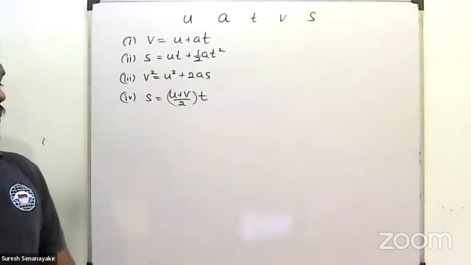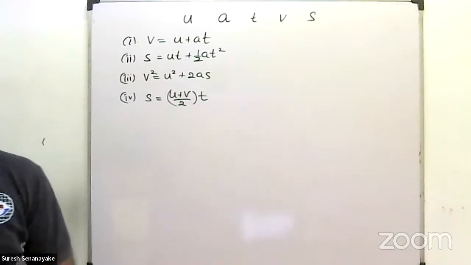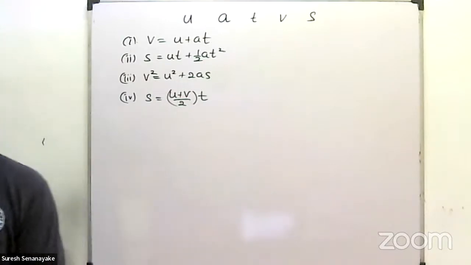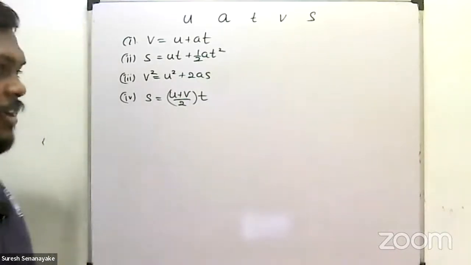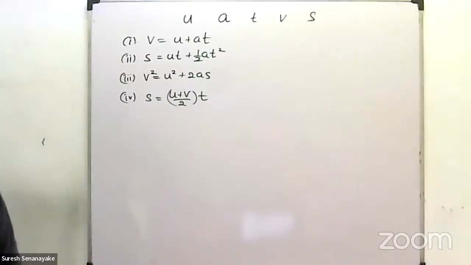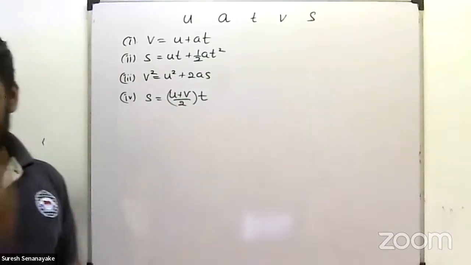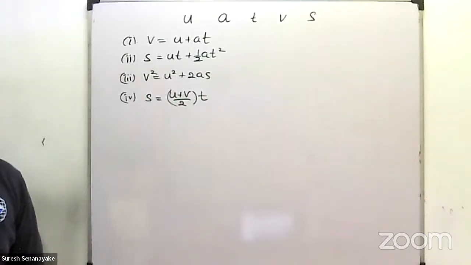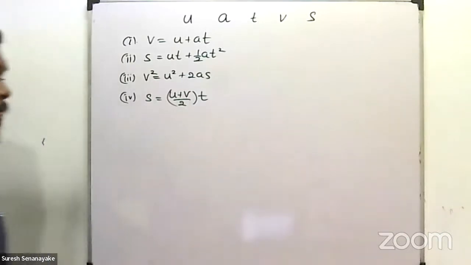So then write: check whether these equations are dimensionally correct or not. I will guide you how to do this. Normally we need to consider them one by one.